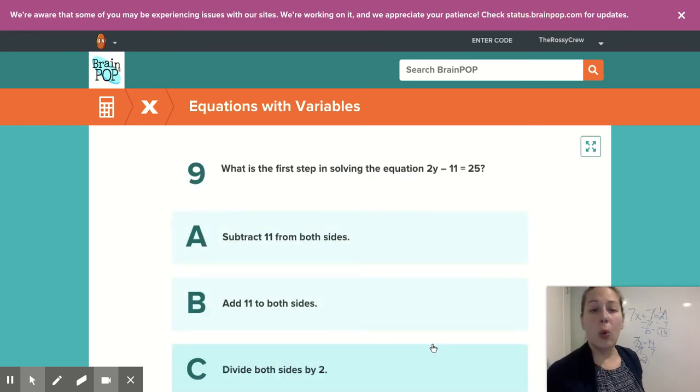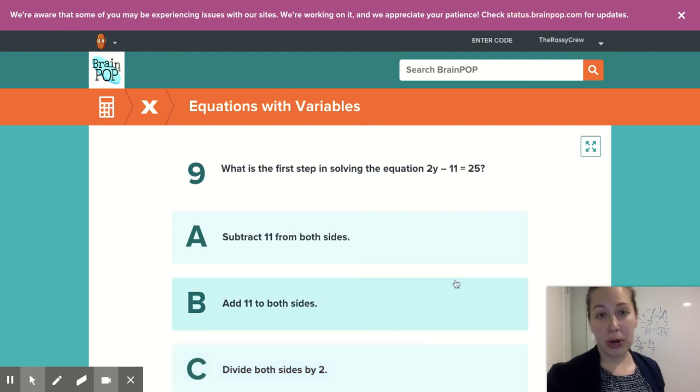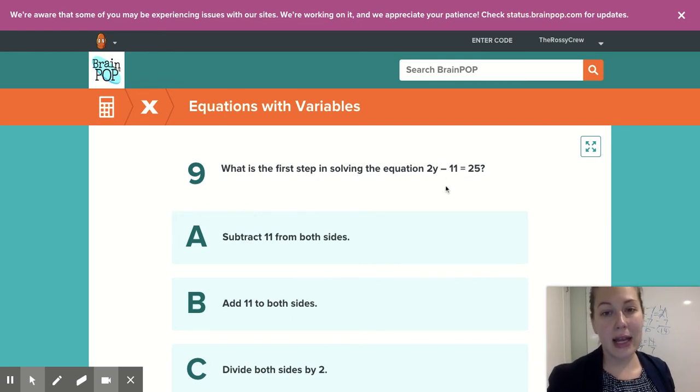Number 9, what is the first step in solving the equation 2y minus 11 equals 25? Well, the first thing we're going to do is, if it's minus 11 on this side, I'm going to add 11 so it cancels out, and I'm going to have to add 11 to the other side of the equal sign as well so we can balance those scales. So add 11 to both sides.